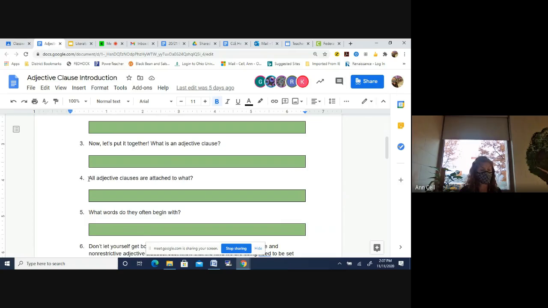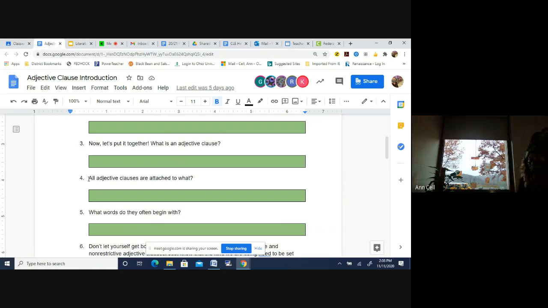Second short paragraph. Adjective clauses are descriptive attachments to independent clauses and are therefore dependent clauses. We already covered that part. They often begin with one of these words, who, which, whose, and those words are called relative pronouns. So just to take apart that first part of the sentence, adjective clauses are descriptive attachments to independent clauses. We know that a dependent clause cannot stand by itself in a sentence. So it must be attached to an independent clause. So that's what they are saying here.